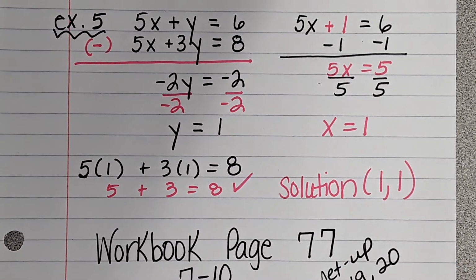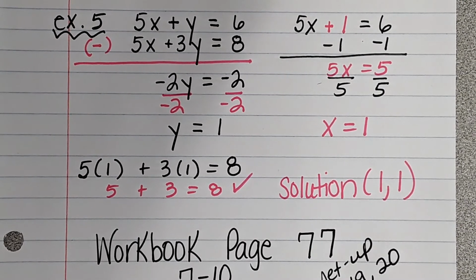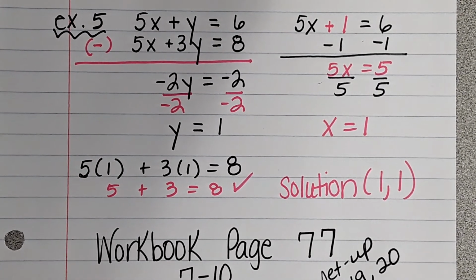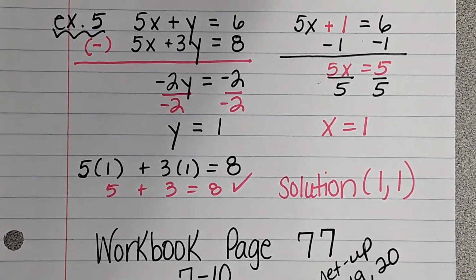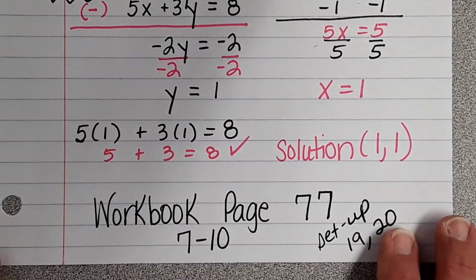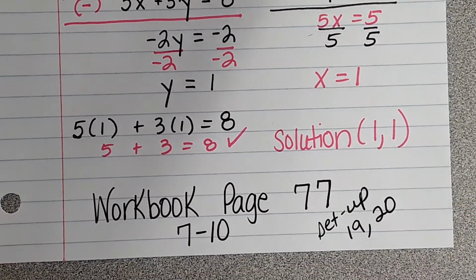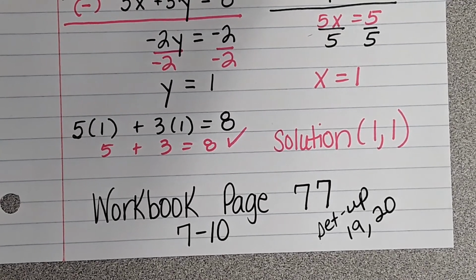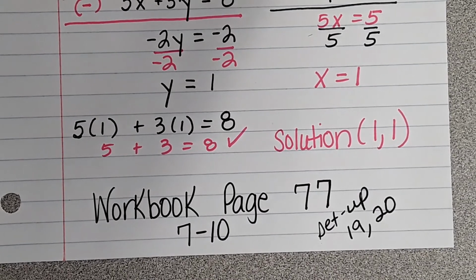Okay, so if by chance you did not do 11 through 14 last night, you need to do 7 through 14 tonight, and you need to set up 19 and 20. You don't have to solve it, you just need to set it up, okay? So, tonight your numbers are 7 through 10, 7, 8, 9, and 10. If you didn't do 11 through 14, you need to do those as well. So it is workbook page 77, 7 through 14.